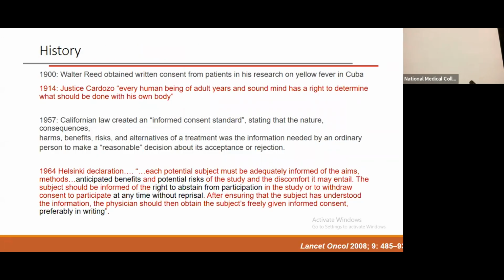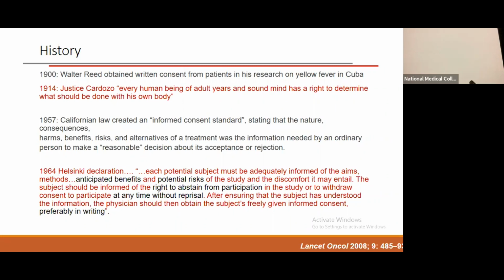So we always learn from history, as you saw yesterday. So, looking at the history of informed consent: in 1900, Walter Reed took the first written consent for investigating yellow fever. Rakesh showed you one example yesterday where he took written consent after saying that we will pay you $100 each in those times.